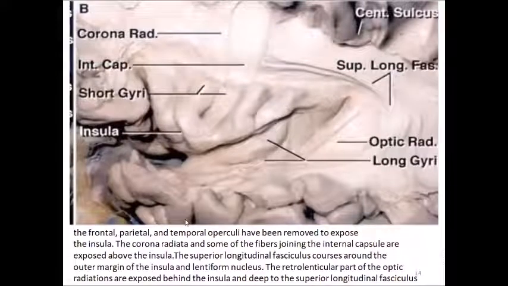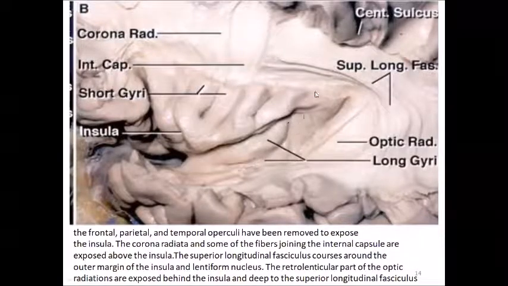This is the lateral view in which the frontal, parietal, and the temporal opercula have been removed. Insula has been exposed. We can appreciate the corona radiata and some fibers of the internal capsule fusing together above the insula, and superior longitudinal fasciculus is coursing around the outer margin of the insula and lentiform nucleus. Retrolenticular part of the optic radiations are exposed behind the insula and deep to the superior longitudinal fasciculus.